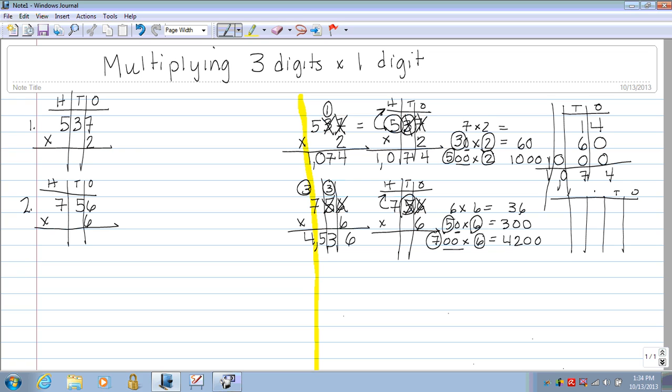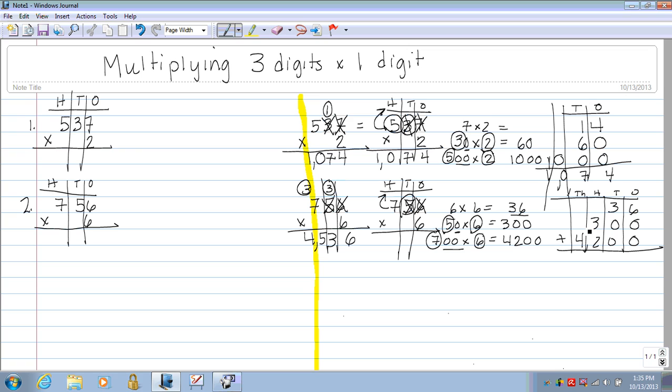Ones, tens, hundreds, thousands. I have 36, that's 3 tens, 6 ones. I have 300s, that's 3 hundreds, 0, 0. And my next number is 4,200.